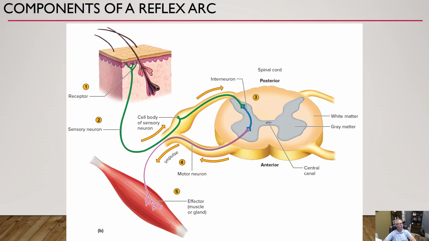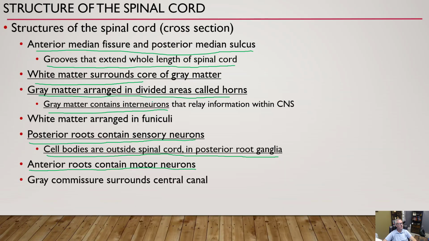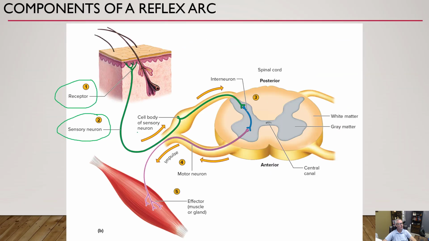All right, so this is our reflex arc that you have to memorize. We talked about this before. We have our receptor, then our sensory neuron, our afferent neuron. Now, we go back up to this slide. Remember those posterior roots contain sensory neurons. Those cell bodies are outside the spinal cord in the posterior root ganglia.